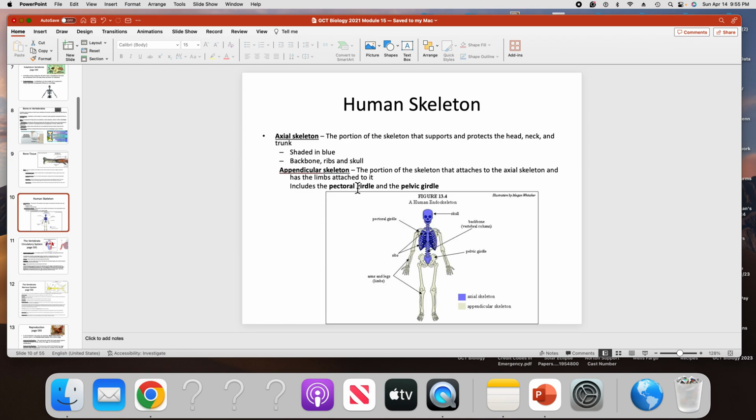Then in the white, we have the appendicular skeleton. This is the portion that attaches to the axial skeleton, and it has the limbs attached to it. So it has the pectoral girdle here on top and the pelvic girdle here on the bottom. And then obviously you can see the arms and the legs attached in that part of the skeleton.